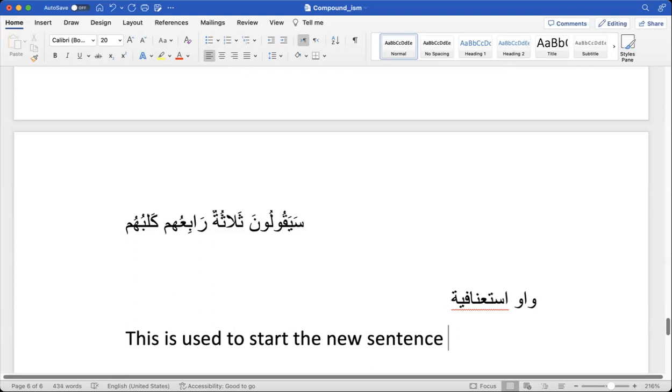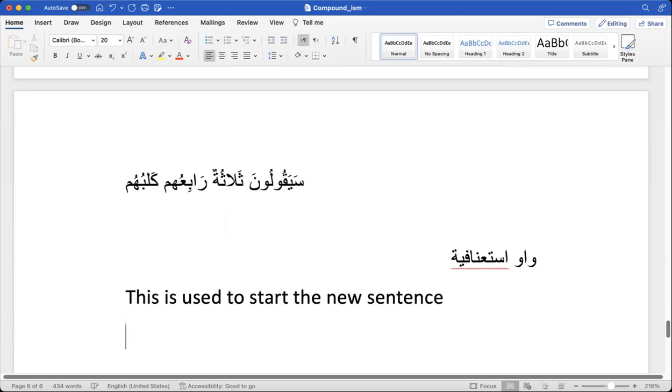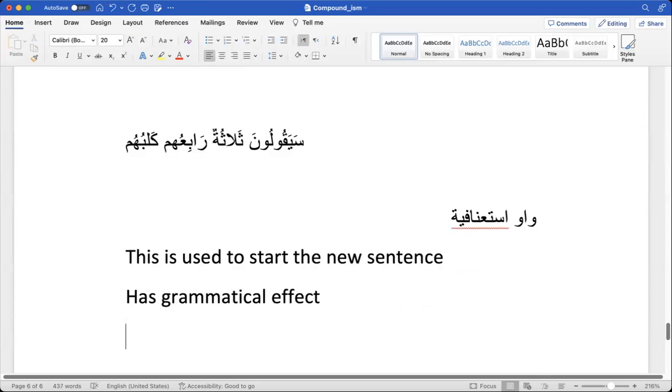So why is it used? Because it makes it clear that this is a new sentence, not a continuation of the previous. It has no grammatical effect. Like in Surah Asr, the waw has a grammatical effect. It changed the i'rab, wal asr. This will not have any grammatical effect. And it is not translated. You will not translate it.